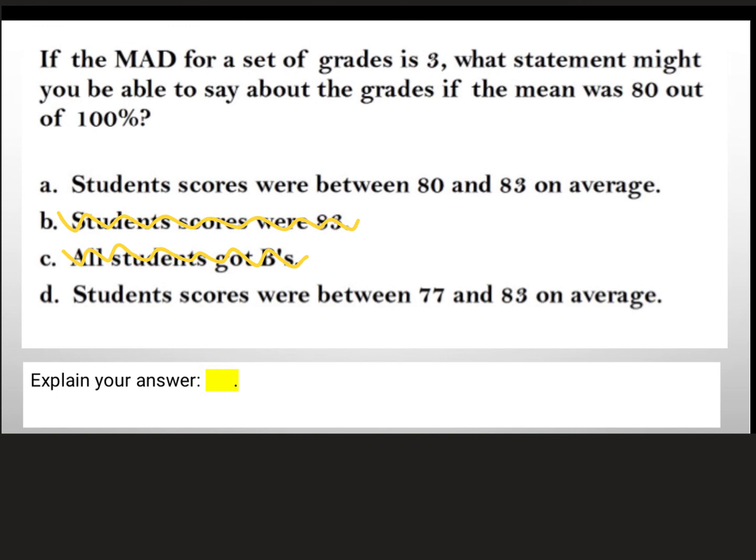Lastly, if a MAD for a set of grades is 3, that means the average distance from the mean, which we already know is 80, is 3 above and 3 below. So for letter A, where it says student scores were between 80 and 83 on average, well, we already know the average was 80. So it's not between 80 and 83. They already told us the mean or the average was 80%. So it can't be letter A either. D would be the correct answer here.